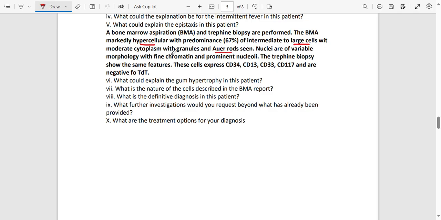Nuclei of variable morphology with fine chromatin and prominent nucleoli. The trepan biopsy shows the same feature. These cells express CD34, CD13, 33, 117. These are also specific to a certain condition, and are negative for TdT. What could explain the gum hypertrophy in this patient? Why do you think there will be gum hypertrophy in this patient? Anyone?